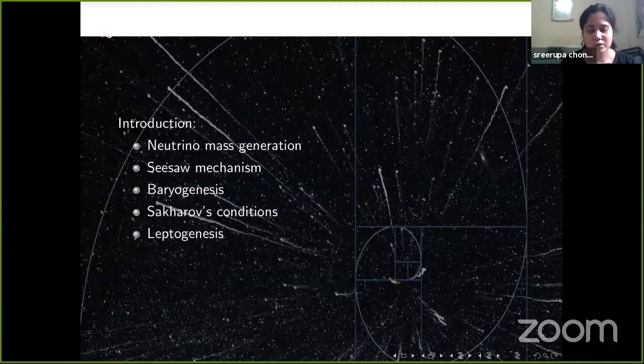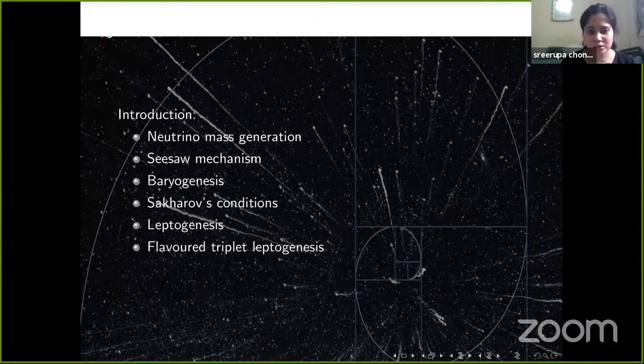It is known that above temperature 10 to the power 12 GeV, the electron, muon, and tau leptons are out of thermal equilibrium. That is why they are all indistinguishable, so we can consider the unflavored regime. But when we go below temperature 10 to the power 9 GeV, the Yukawa interactions involving these lepton flavors are all in thermal equilibrium, and that is why they are distinguishable, and we cannot approximate into singly flavored leptogenesis.